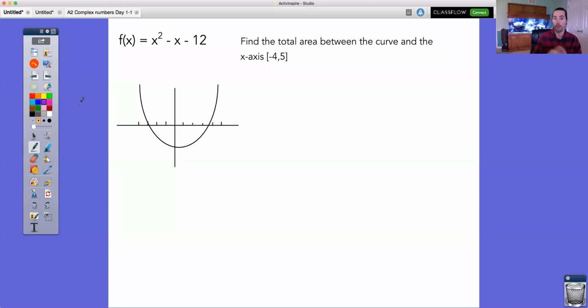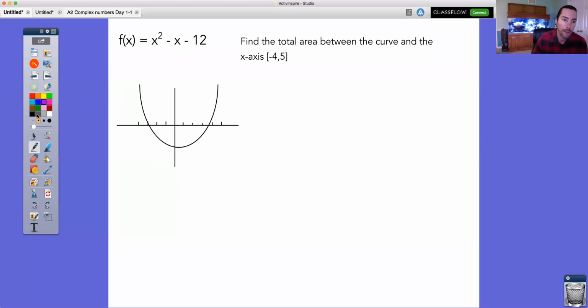I'm giving you a function. I've already graphed it for you. It's a parabola. My graph is a little bit off, though. I'm going to have to make an adjustment here. I don't know what happened there. x squared minus x minus 12. Find the total area from -4 to 5, the area between the curve and the x-axis.